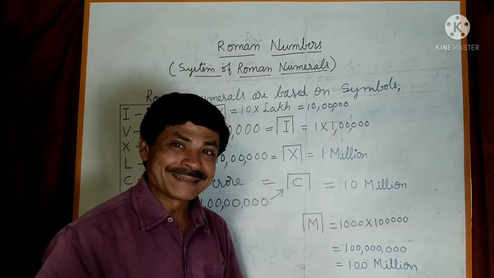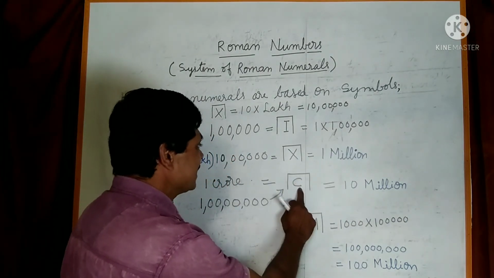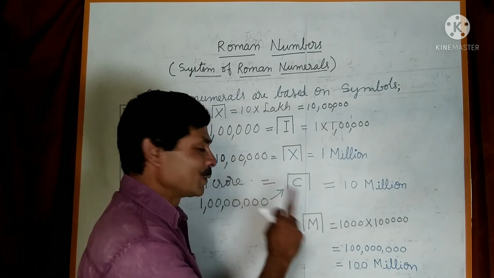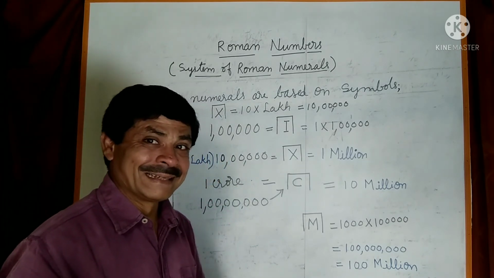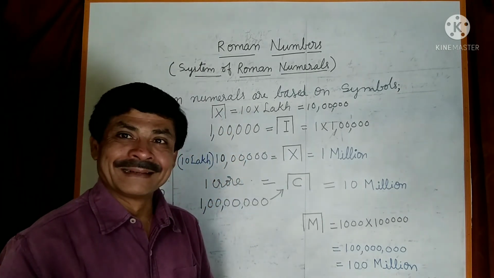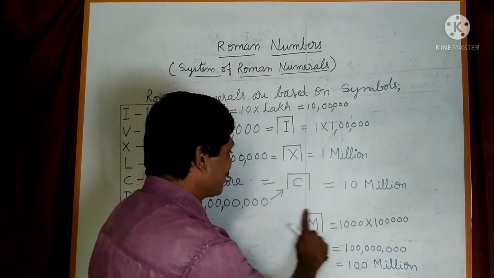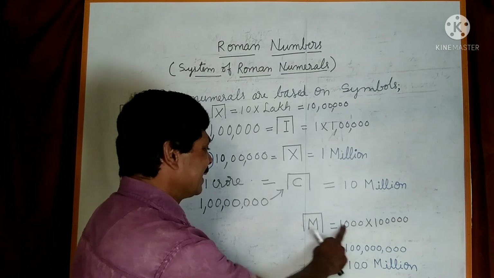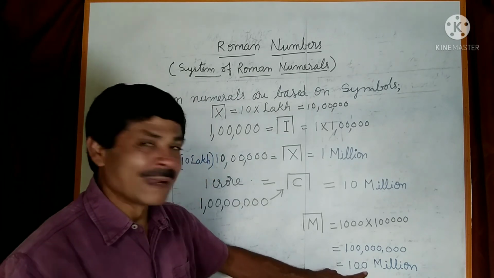Shall we write 1 crore? 1 crore is equal to 10 million. C is 100. 100 into lakh means 100 lakh is equal to 1 crore or 10 million. Now shall we write 100 million? 100 million is equal to 10 crores. Write M and close the box which is open at the bottom. This indicates 1000 into lakh. 1000 lakh is nothing but 100 million.